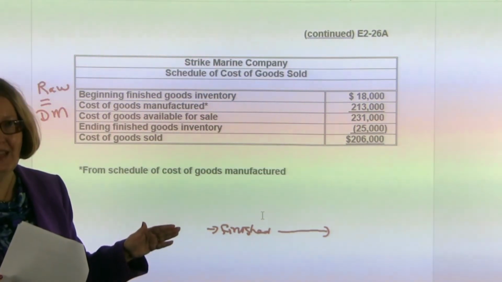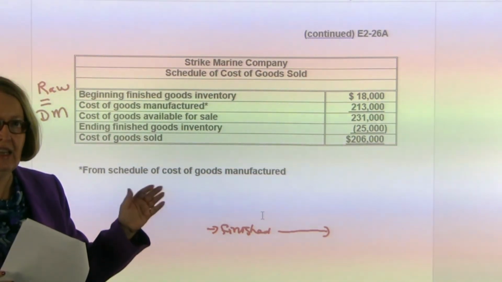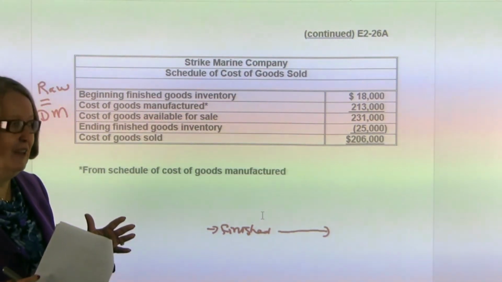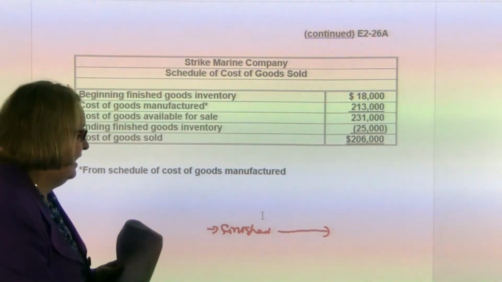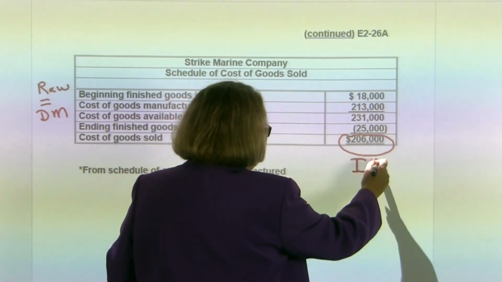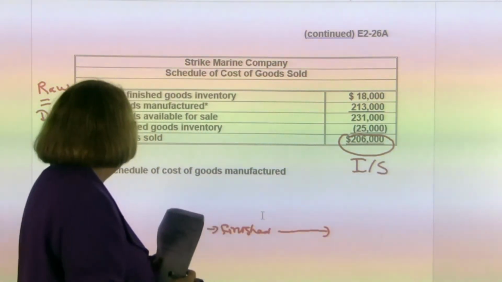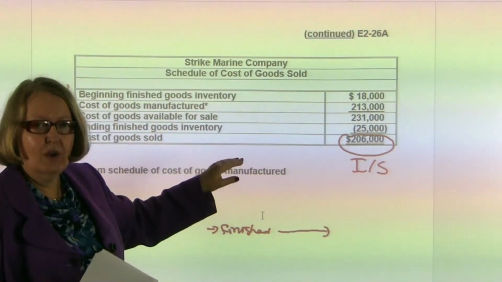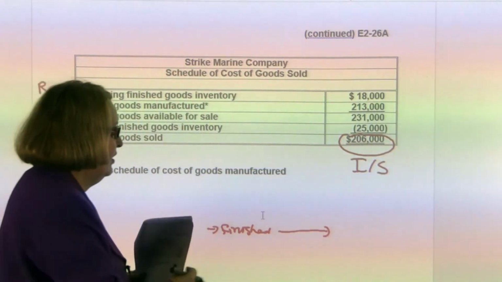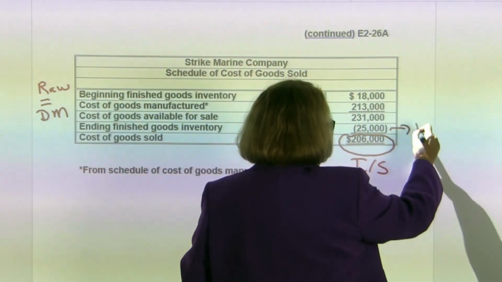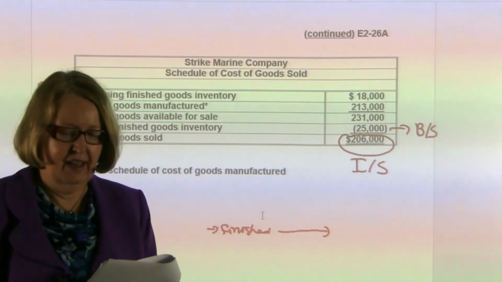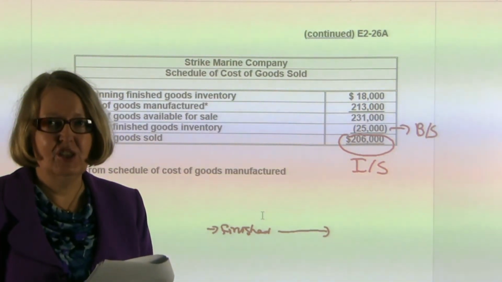So that is your cost of goods sold, and when you're preparing your income statement, this is the number you subtract from your sales figure. You have your sales less your cost of goods sold. So there's quite a few calculations to go into this figure to get your $206,000, because that's the number that you're going to be using on your income statement. The ending finished goods inventory, that $25,000, that actually is an asset, so that will show up on your balance sheet. So that goes to the balance sheet. Okay, and that concludes problem E-26.